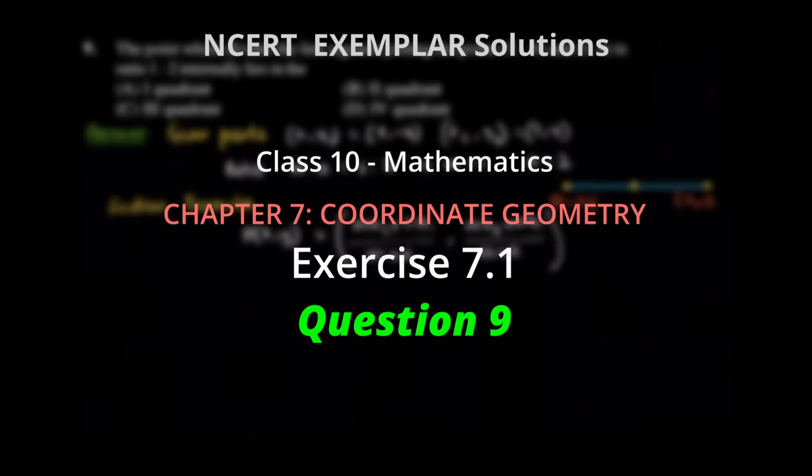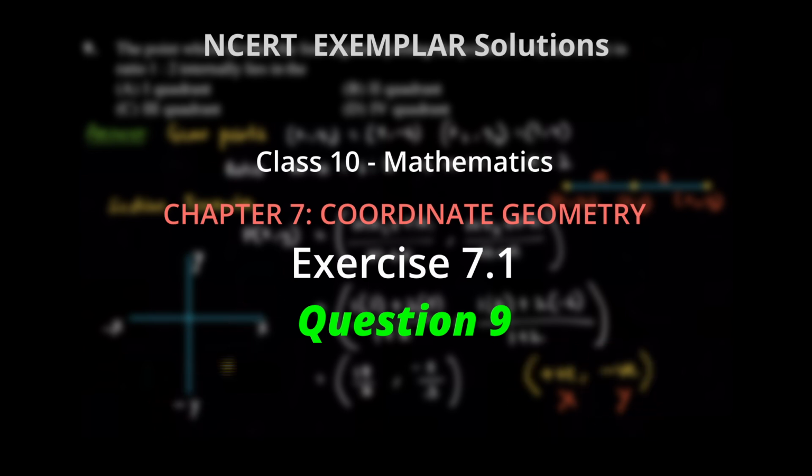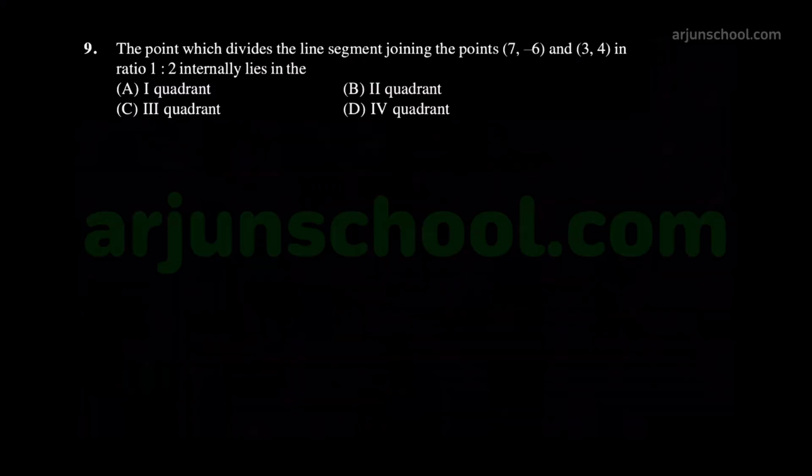NCERT Exemplar Solutions, Class 10, Maths, Chapter 7, Exercise 7.1, Question number 9. The point which divides the line segment joining the points (7, -6) and (3, 4) in the ratio 1:2 internally lies in option A, first quadrant, option B, second quadrant, option C, third quadrant, or option D, fourth quadrant. Let us find the answer.